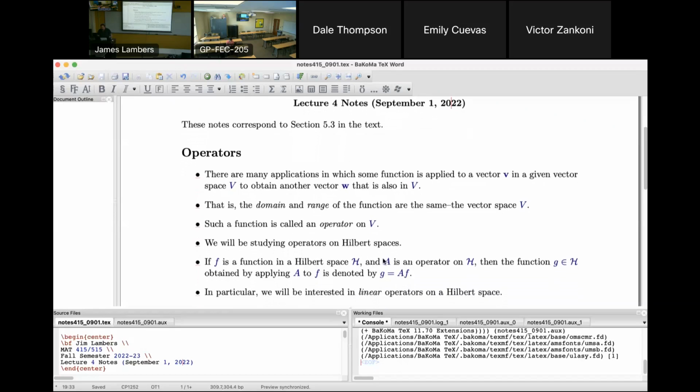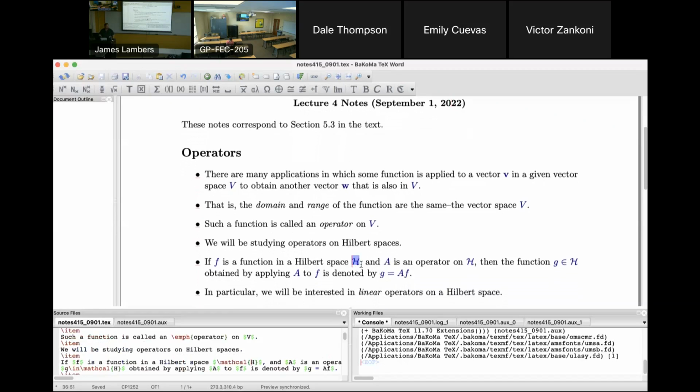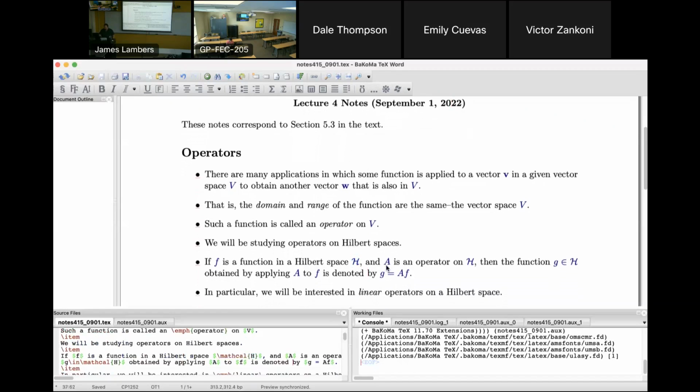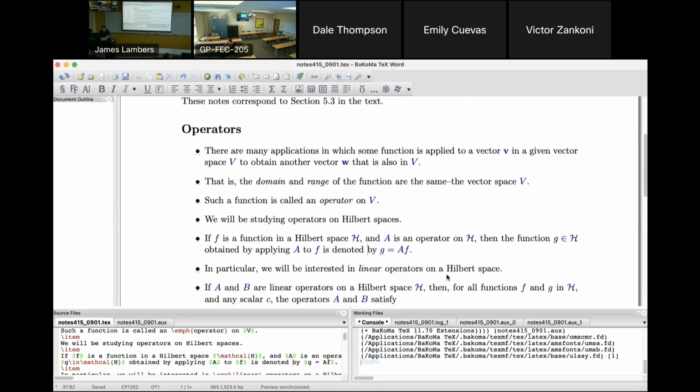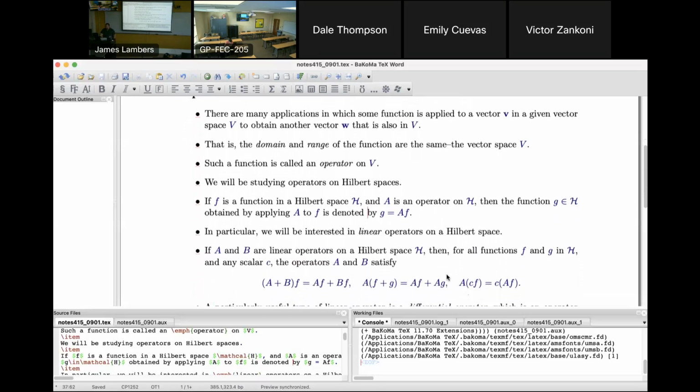The way we write it is, if H is our Hilbert space and A is an operator, we will typically use uppercase letters to refer to operators. Lowercase letters refer to functions, as they usually do. Then g equals A f means the operator A is applied to a function f, producing the function g. The kind of operators we will be studying are the nicest kind, linear operators, such as differentiation.